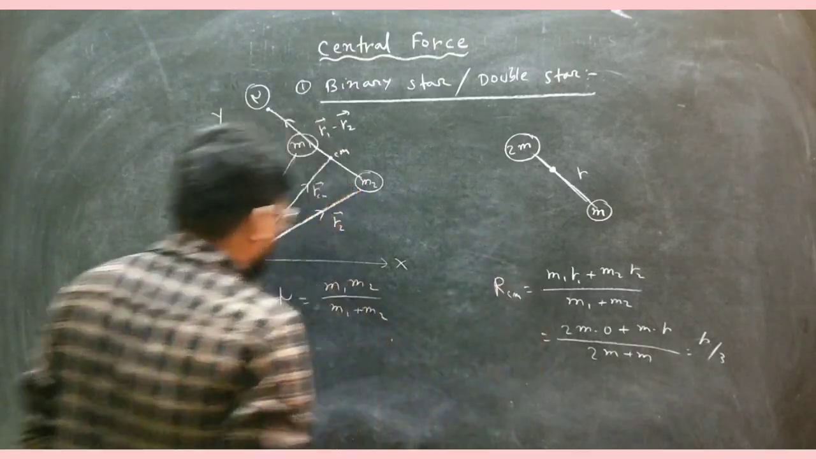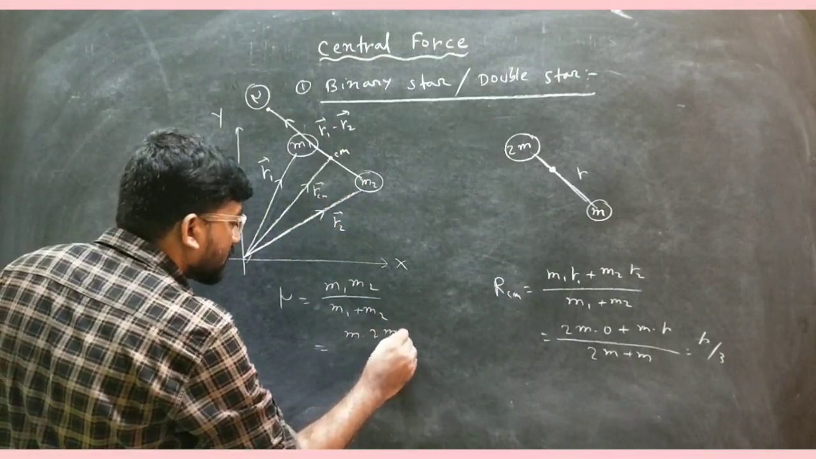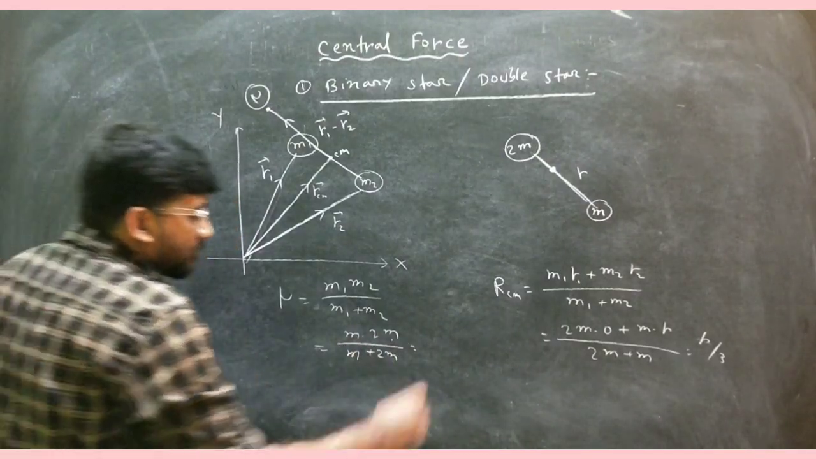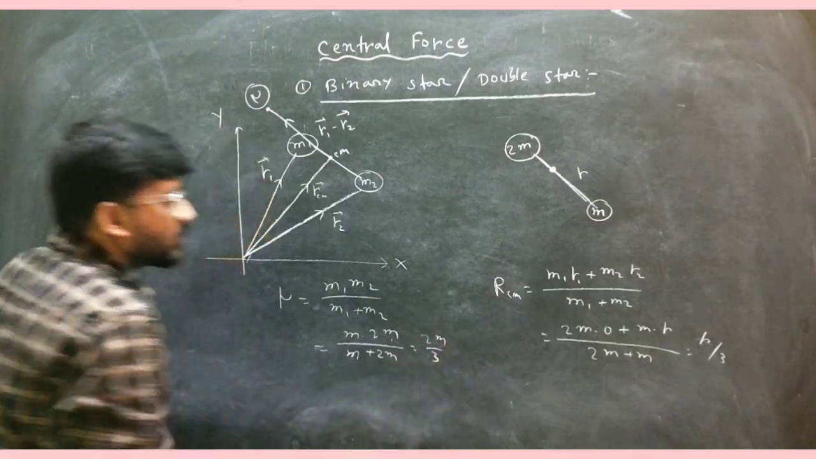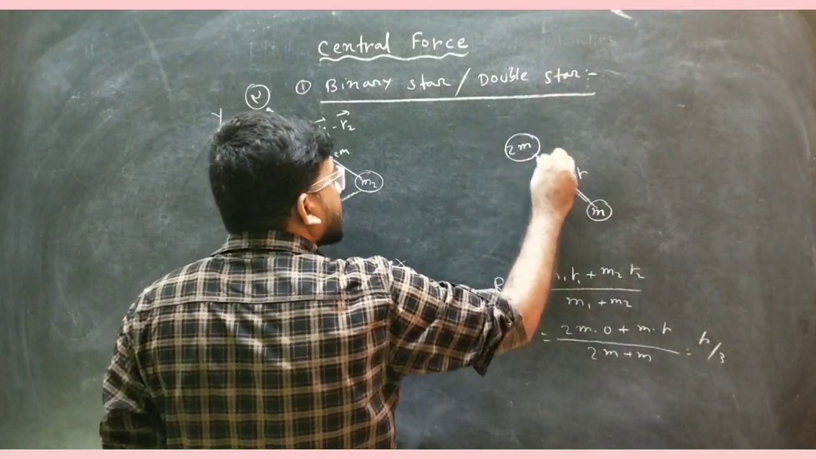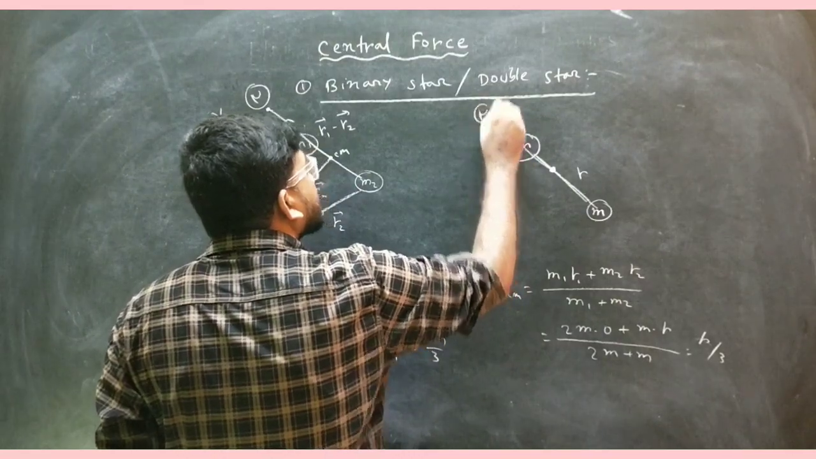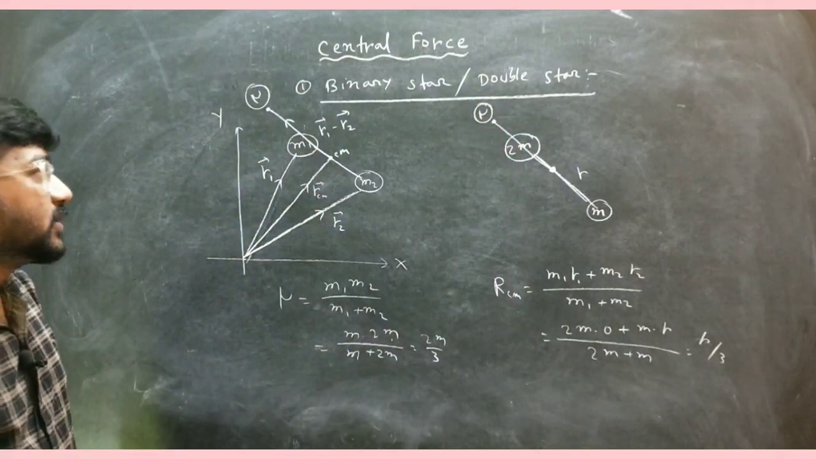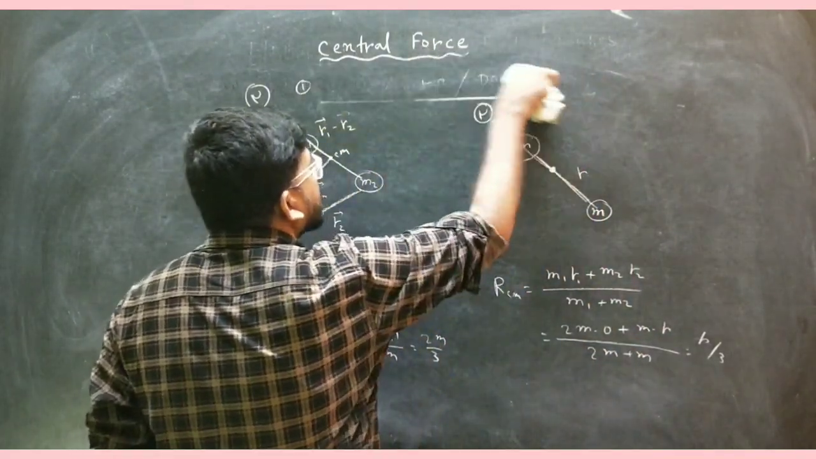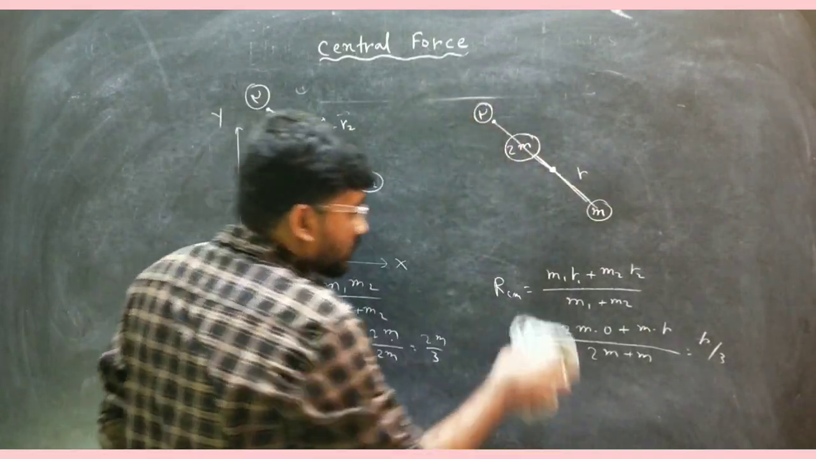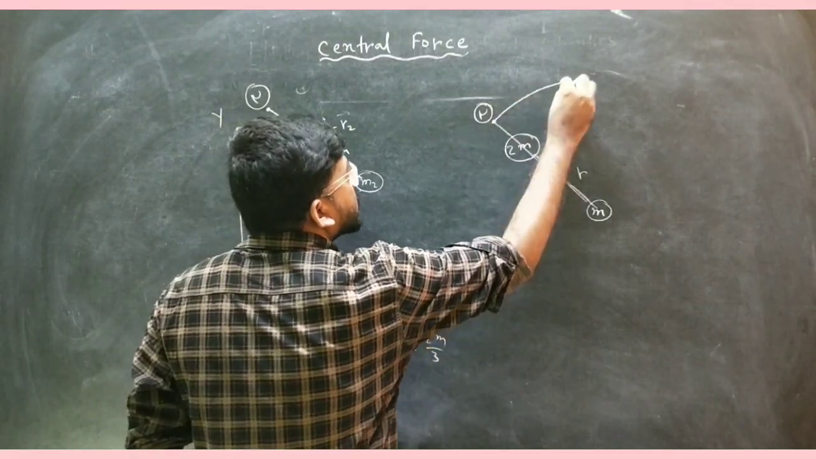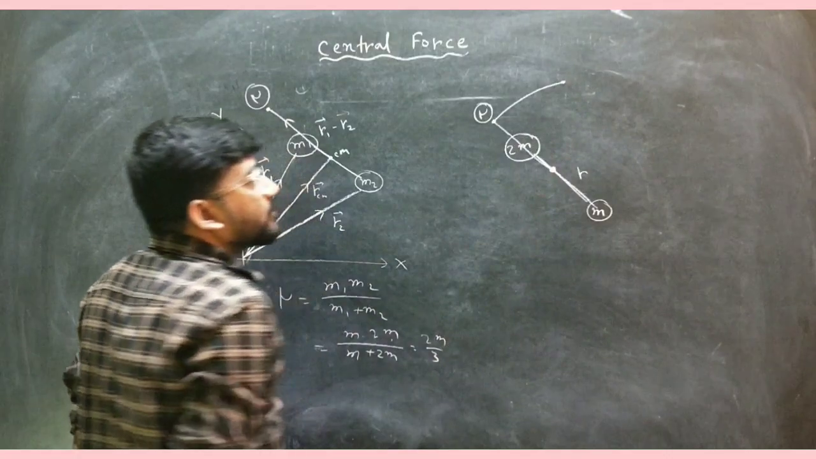Now suppose that the mu here, what will be mu? Mu will be just m into 2m divided by m plus 2m, that is 2m square by 3m, which means 2m by 3. So it will be here, suppose. So this is mu. Now what will be happening? If you consider the motion of mu, let us suppose mu is moving from this point to this point. So it will be here.